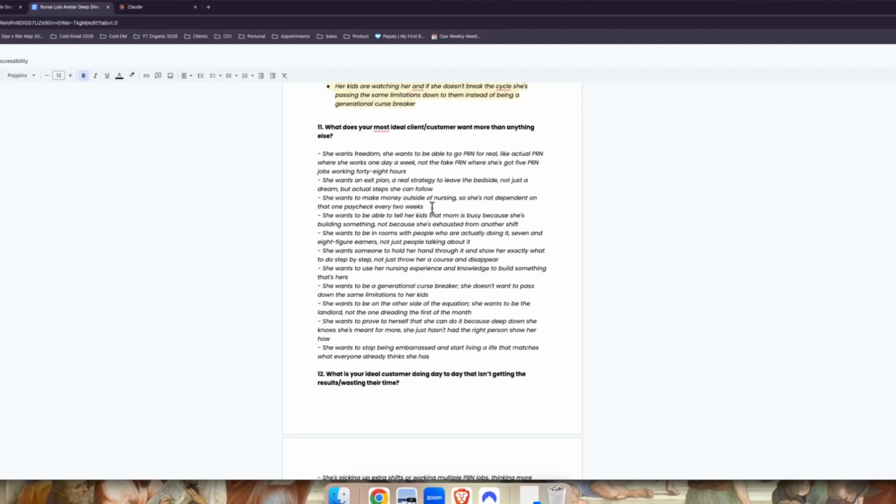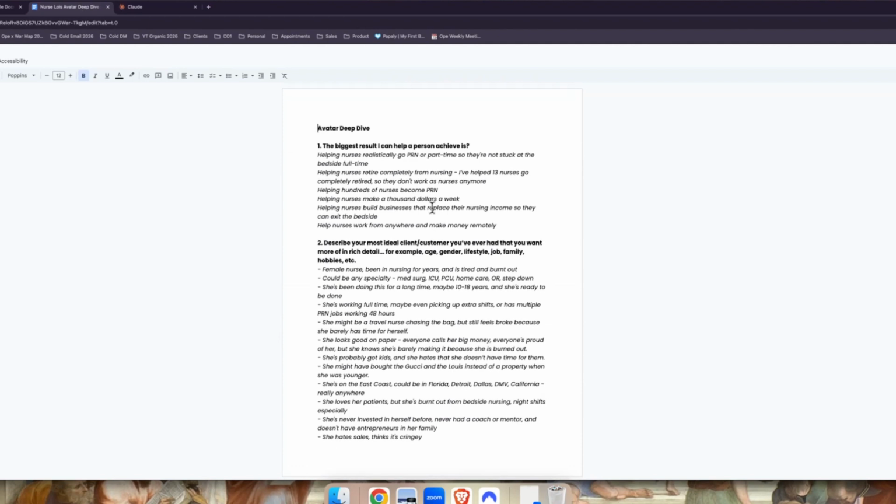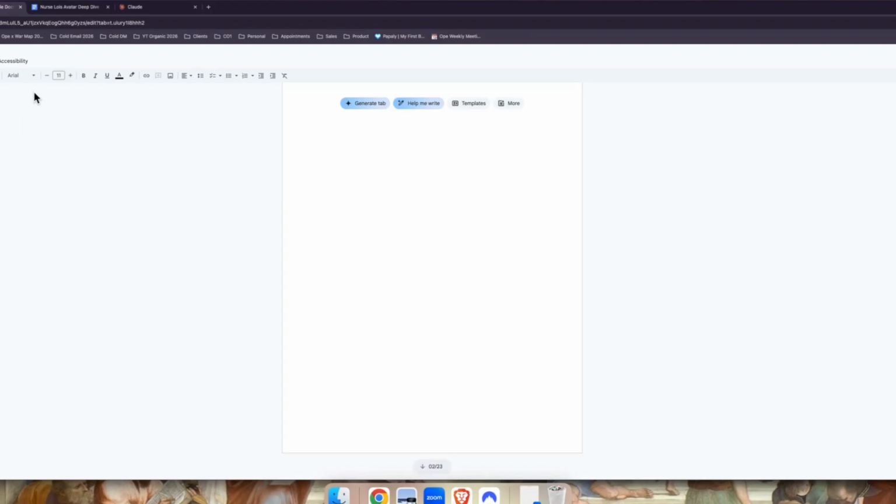If I'm struggling to find ideas inside of the avatar sheet, I go and watch a webinar and try to pull ideas from that. And I have an angles section here where I am always updating angles that stand out to me.